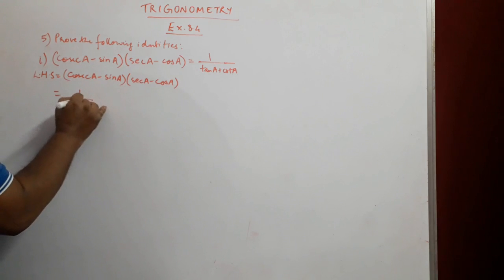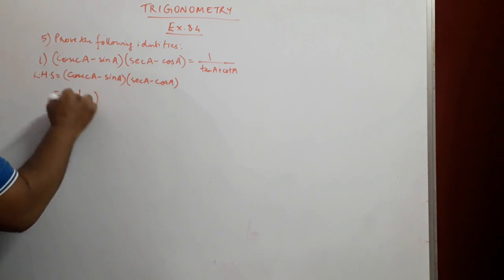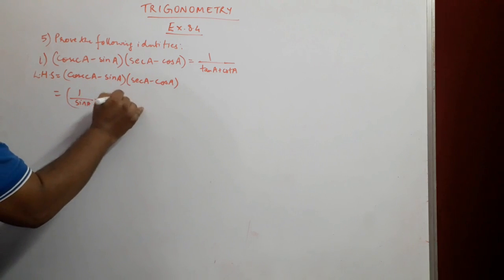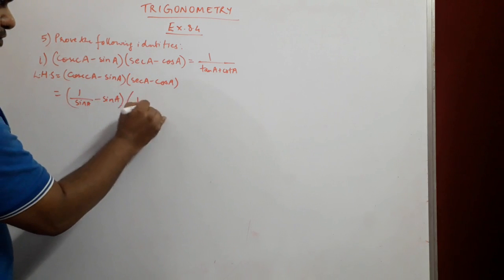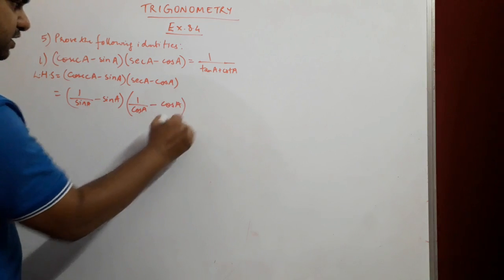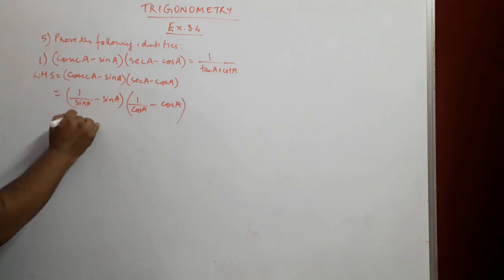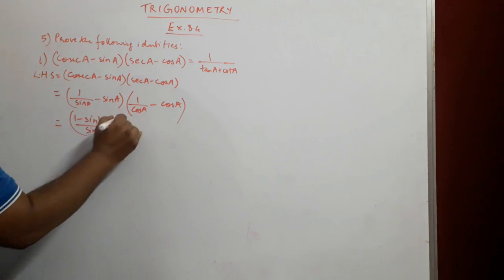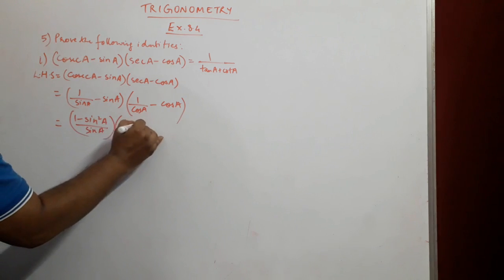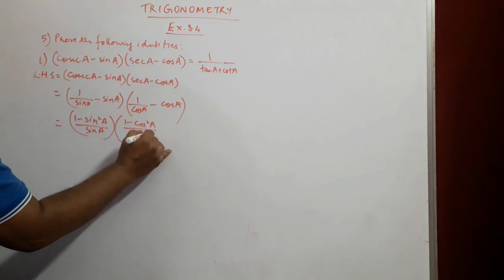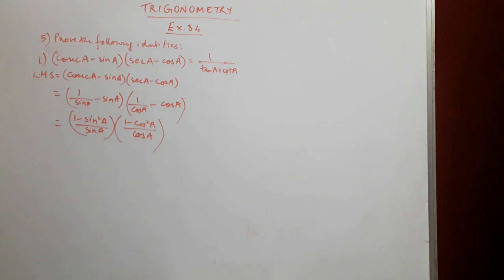So (1 upon sin a minus sin a) into (1 upon cos a minus cos a). I'll take the LCM. So we'll have (1 minus sin square a) upon sin a into (1 minus cos square a) upon cos a.